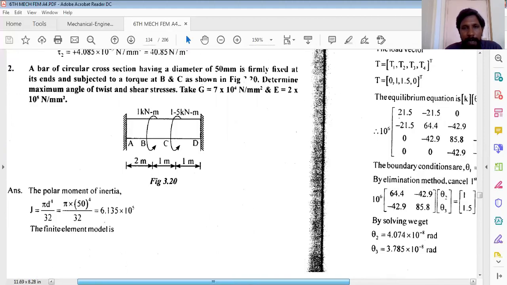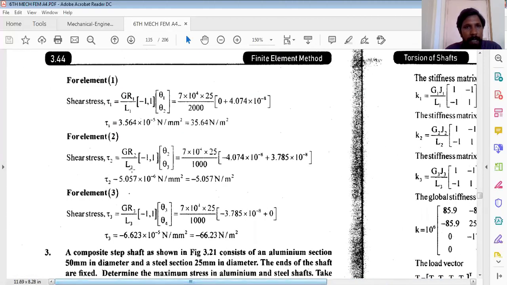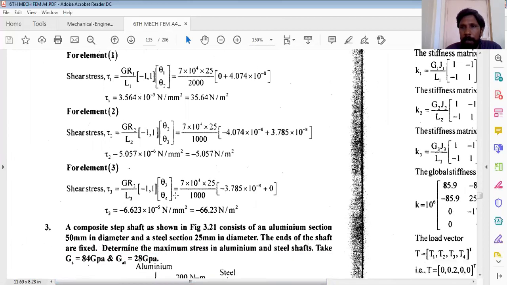We can also calculate the stresses tau 1, tau 2, tau 3 in the same way as in the previous problem. So like this, all the problems related to torsion can be solved.